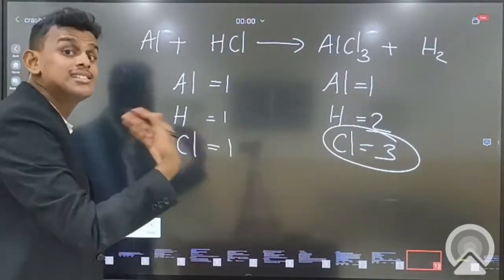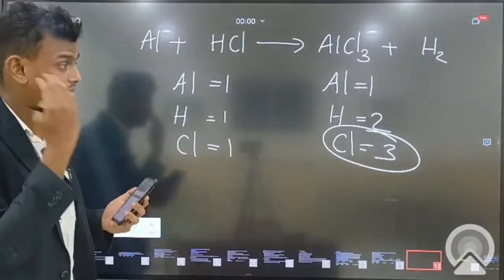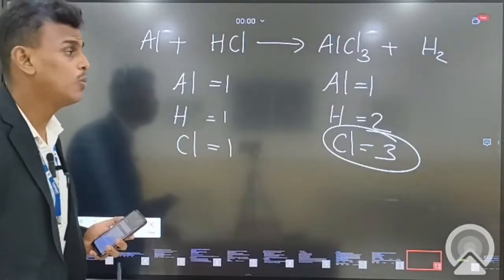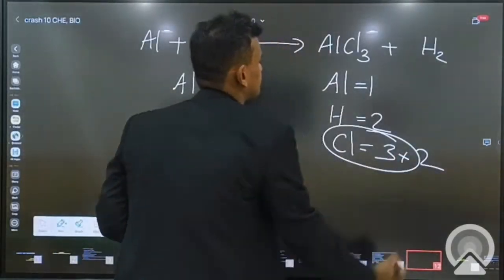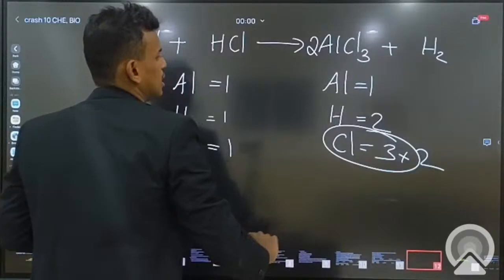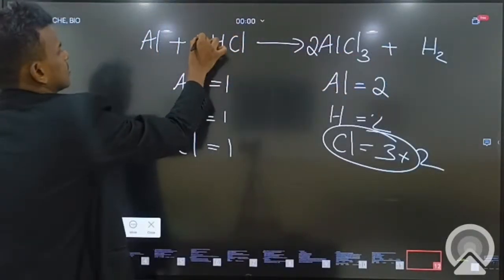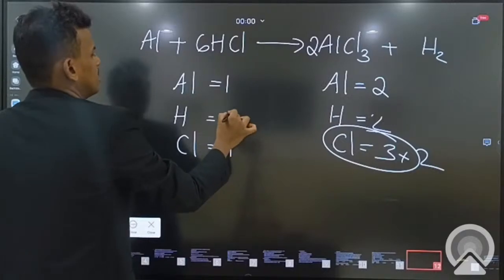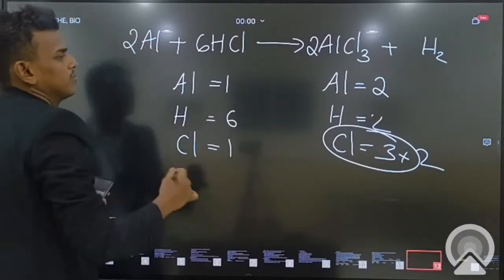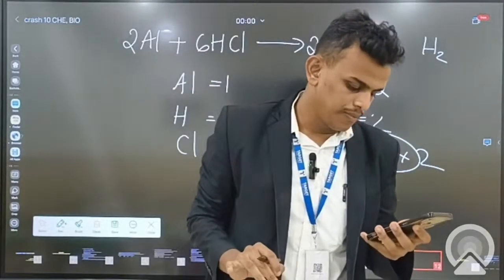Make that 3 to an even number. How? By multiplying by 2. So keep a 2 here. Then your aluminium becomes 2, chlorine 6, and hydrogen now is 6 to aluminium.